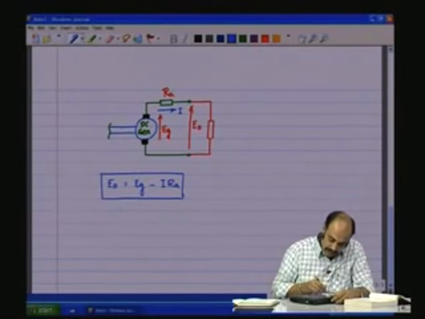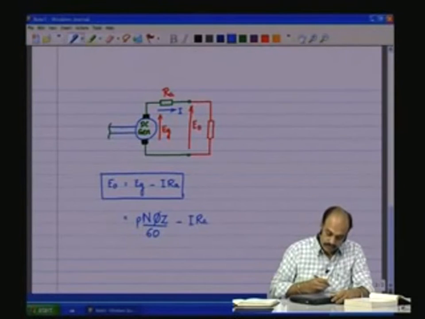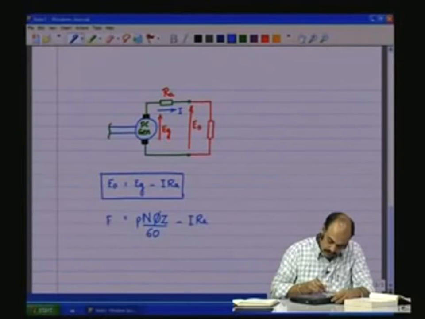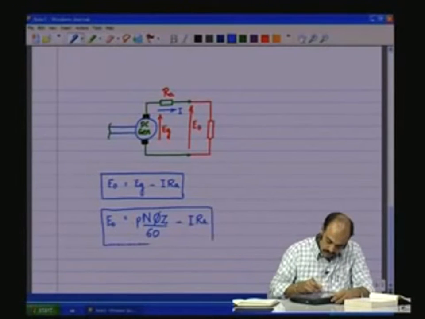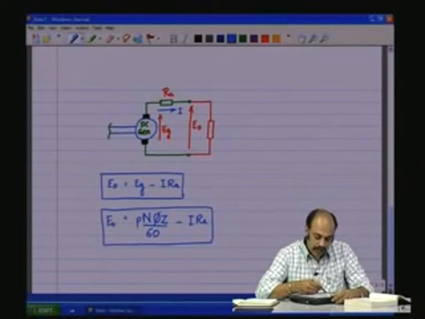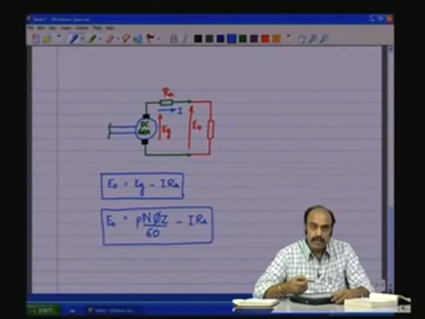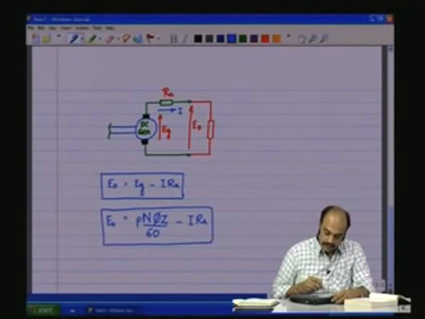Now, Eg is the generated EMF, which is given by P n phi z by 60, minus I RA, that is E naught. So, this equation gives a picture of how the actual terminal voltage, along with the non-ideality RA, is related with the flux and the speed of rotation n of the machine.